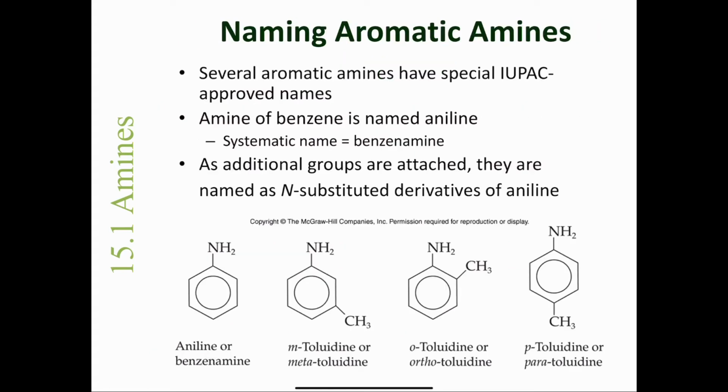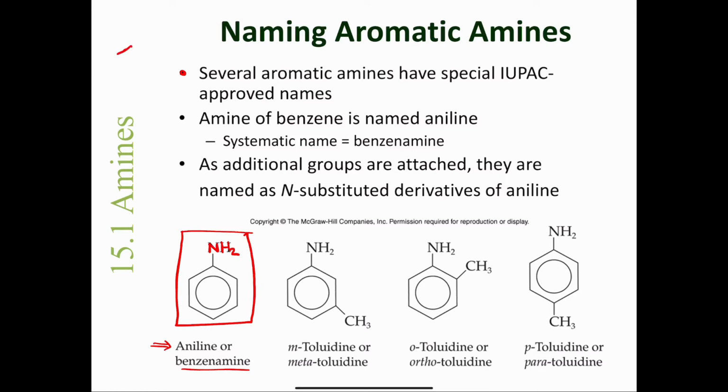When we name aromatic amines, it says here that several aromatic amines have special IUPAC approved names. You only have to know aniline, and it's a good idea to know the toluidines. So aniline is just a benzene ring with an amino group on it. And we could call that benzene amine. That would be a correct IUPAC name, but generally speaking, chemists like to use the name aniline, which is a common name. And so you need to know the structure of aniline. It's a benzene ring with an NH2 group on it.